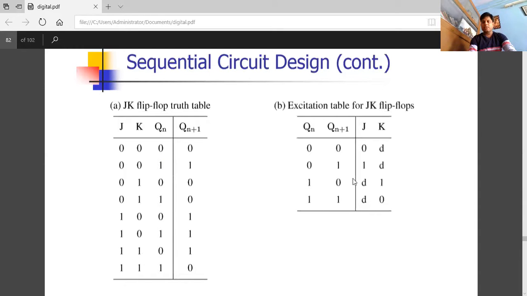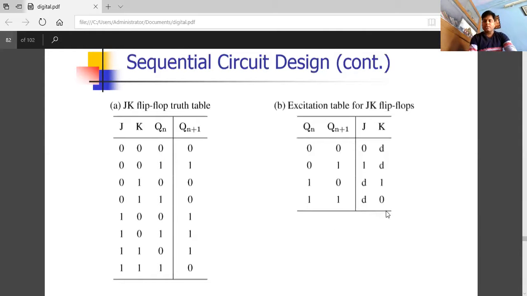J is 1 and K is don't care. Okay, next, Q and Q plus 1: present state 1, next state 0. The conditions are 0 1 and 1 1. So the excitation table is J don't care and K 1. Present state 1, next state 1: the conditions are 0 0 and 1 0. So J don't care and K 0. This is all about the excitation table.